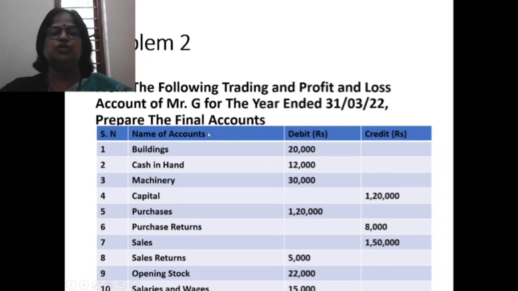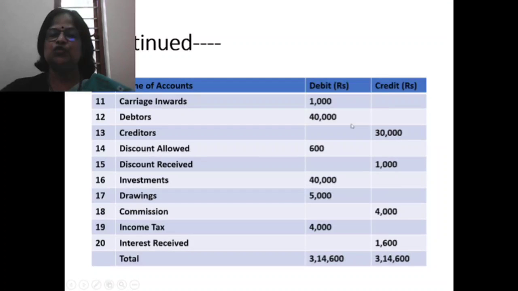Now problem 2: from the following trial balance of Mr. G for the year ended 31/3/22, prepare the final accounts. Buildings 20,000, cash in hand 12,000, machinery 30,000, capital 1,20,000, purchases 1,20,000, purchase returns 8,000, sales 1,50,000, sales returns 5,000, opening stock 22,000, salaries and wages 15,000, carriage inwards 1,000, debtors 40,000, creditors 30,000, discount allowed 600, discount received 1,000, investments 40,000, drawings 5,000. This has to be subtracted from the capital. Commission is a credit item, so it will come on the credit side of the profit and loss account, 4,000. Income tax 4,000. Interest received 1,600.